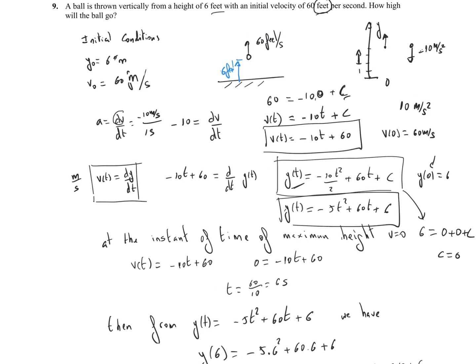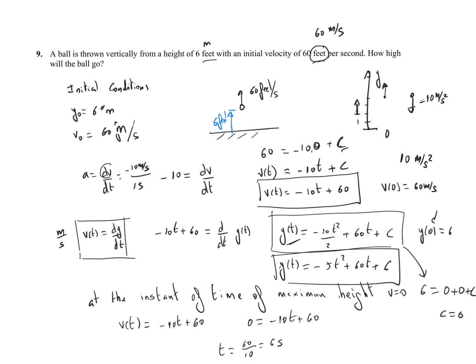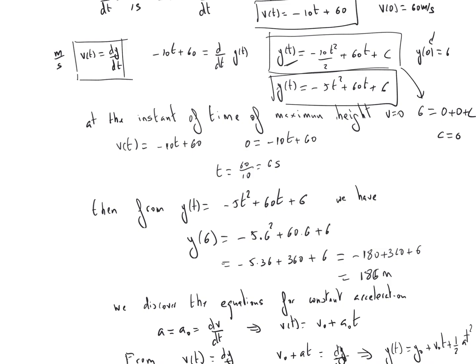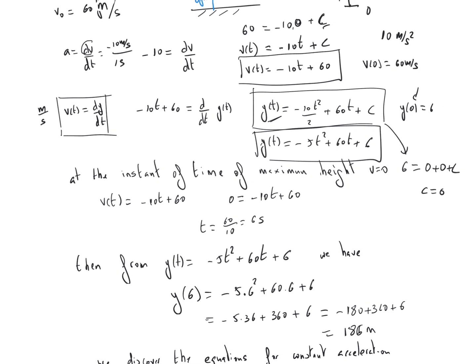The problem is asking, how high will the ball go? I have the two important equations. The two important equations are that v of t, the velocity, is minus 10t plus 60. So the velocity is doing like this. V of t at t equals 0 is plus 60. As it goes up, the velocity decreases and decreases until it arrives at 0.